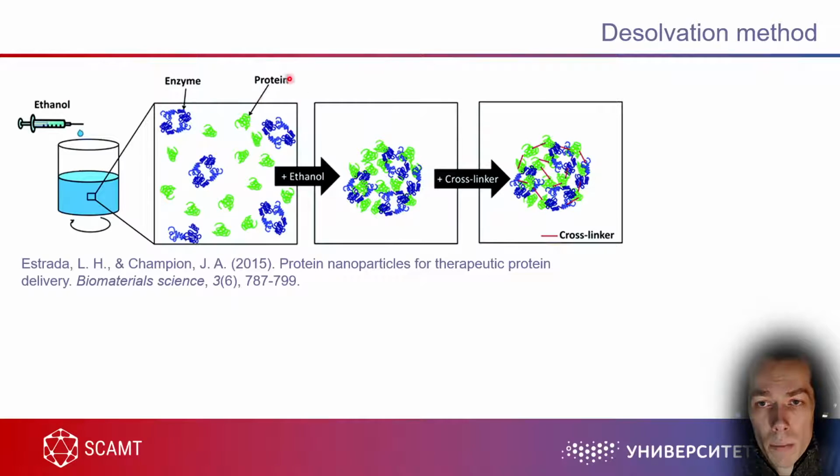So if you have some protein, an enzyme is still a protein, and you add some ethanol to this solution, the solvation of these particles will decrease, and they will desolvate into bigger aggregates, and you need to add some cross-linker to stabilize these particles. And this is the primary way to obtain protein-based particles.